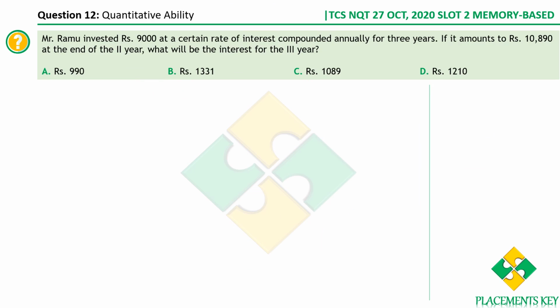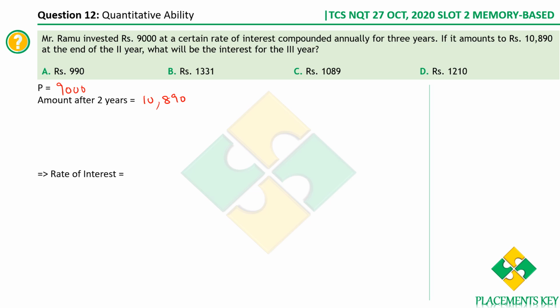Question number 12. Mr. Ramu invested 9,000 at a certain rate of interest compounded annually for 3 years. Now if it amounts to rupees 10,890 at the end of the second year, what will be the interest for the third year? So the principal is given as 9,000. And it's given that the amount after 2 years is rupees 10,890.